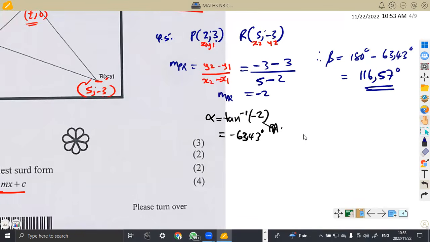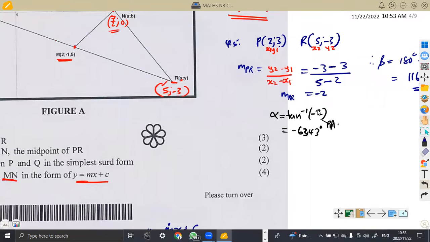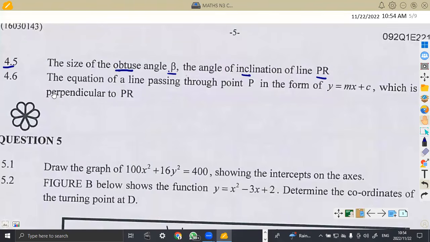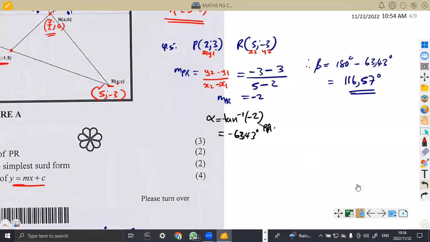for that particular question, question 4.5, which is the obtuse angle. All right, so let's see the other part, which is 4.6. The equation of the line passing through the point P, take note, it has to pass through the point P, and we are given the format y = mx + c, which is perpendicular to PR. Take note, it's perpendicular to this line that we just calculated its gradient, and it passes through the point P.